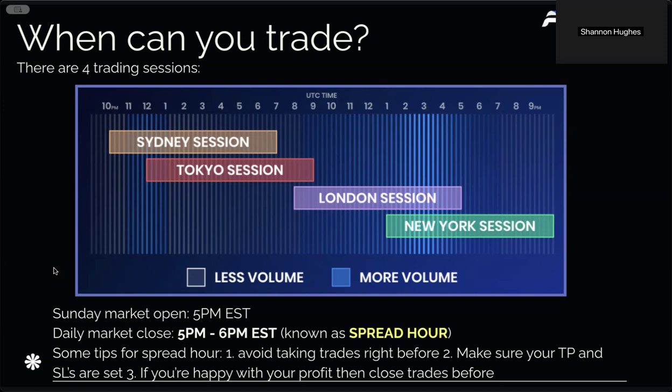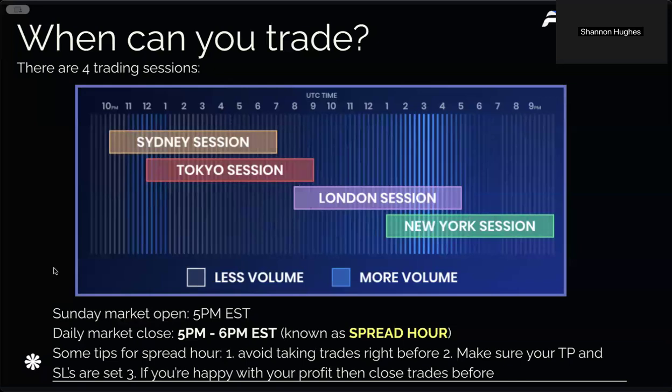But the market closes for 1 hour every day. It's between 5 to 6 p.m. EST. So for that 1 hour, you can't open a trade, you can't close a trade, you can't modify a trade. So if you were wanting to, I don't know, move your stop loss to break even, you can't do anything within that 1 hour.